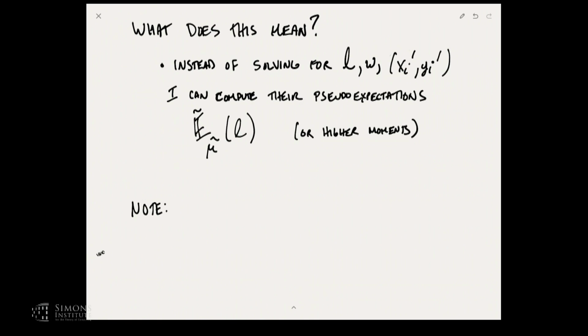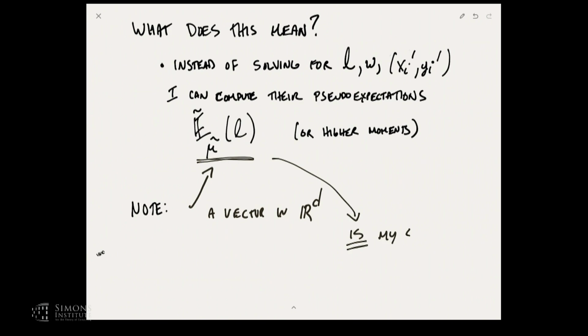But it's not. I'm getting some relaxed version of a probability distribution. So to summarize, what does this mean? Instead of solving for L, W, xi prime, and yi prime, I'm going to compute their pseudo expectations. I wanted to compute their expectations. Instead, I'm computing their pseudo expectations, which I'm denoting E twiddle mu twiddle of L. And one thing to note is that this value is actually a vector in R to the D. When I compute these pseudo expectations of level L, not only can I get the first moment, second moment, and so on, I can get the nth pseudo moment of all of these variables. Here, all I'm going to need is the first pseudo moment of this variable L. This is a vector in R to the D, and this is my solution that I'm going to output.